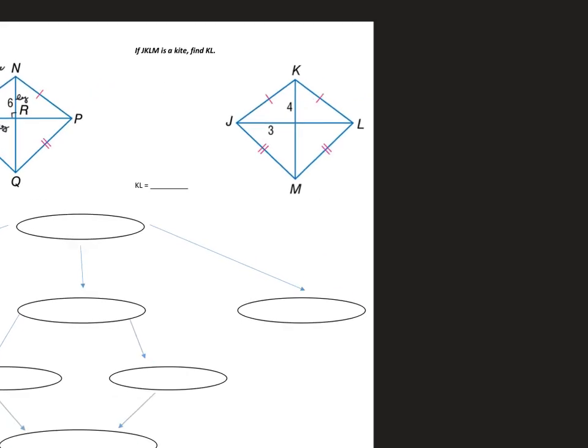I could do the same thing over here to find KL. Again, JK equals KL, or LK. So 3 squared plus 4 squared equals JK squared. That's 9 plus 16 is JK squared. 25 equals JK squared. If I take the square root of both sides, I get 5 is equal to JK. And since JK is 5, that means LK is also 5, or KL is 5.